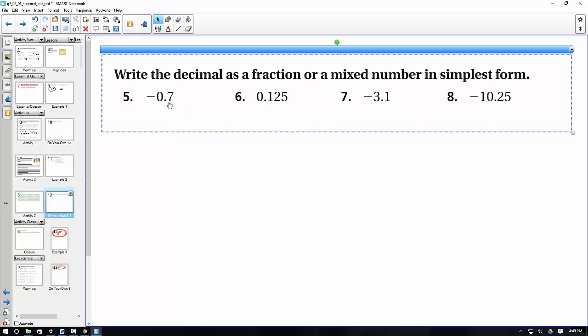How do I write this in simplest form? This is 7/10, so it's -7 over 10, 1/8, -3 1/10, and then -10.25 or -10 1/4. Again, you'd put this as 25 over 100, and then reduce down, and you'd have 1/4. That's how we get that.